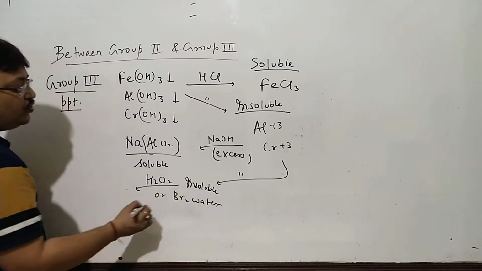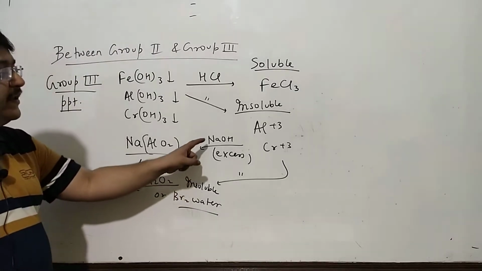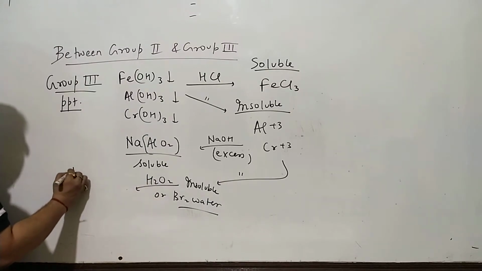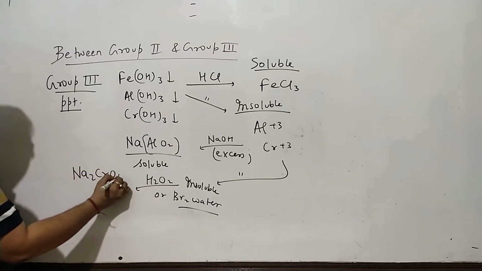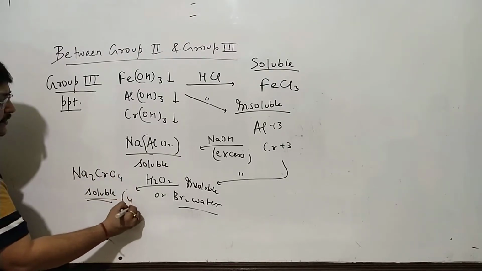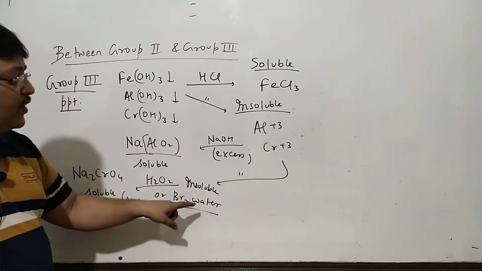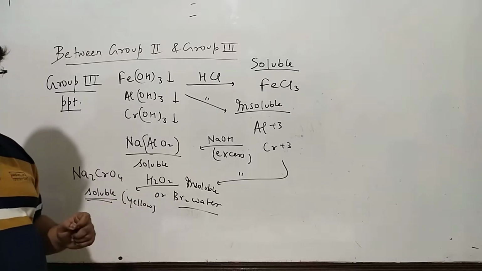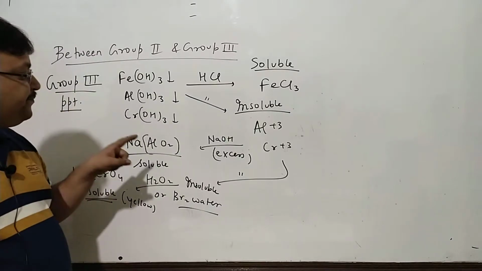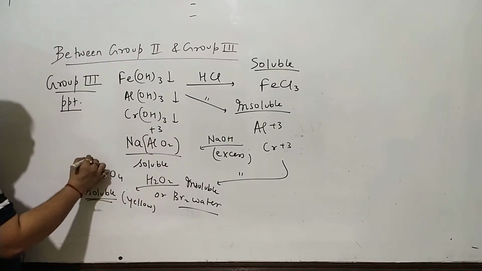Now, when you add H2O2 or bromine water, naturally they are oxidizing. And if it was insoluble in excess NaOH and if it becomes soluble in bromine water or H2O2, it's because of sodium chromate. Chromates are yellow, sodium salts are soluble. This is soluble sodium chromate, which is a yellow solution. Now, this dissolves in NaOH and this requires NaOH plus bromine water or an oxidizing agent. This is important. Both are +3 in form of hydroxides. Aluminate is +3, but in chromate the chromium is +6.